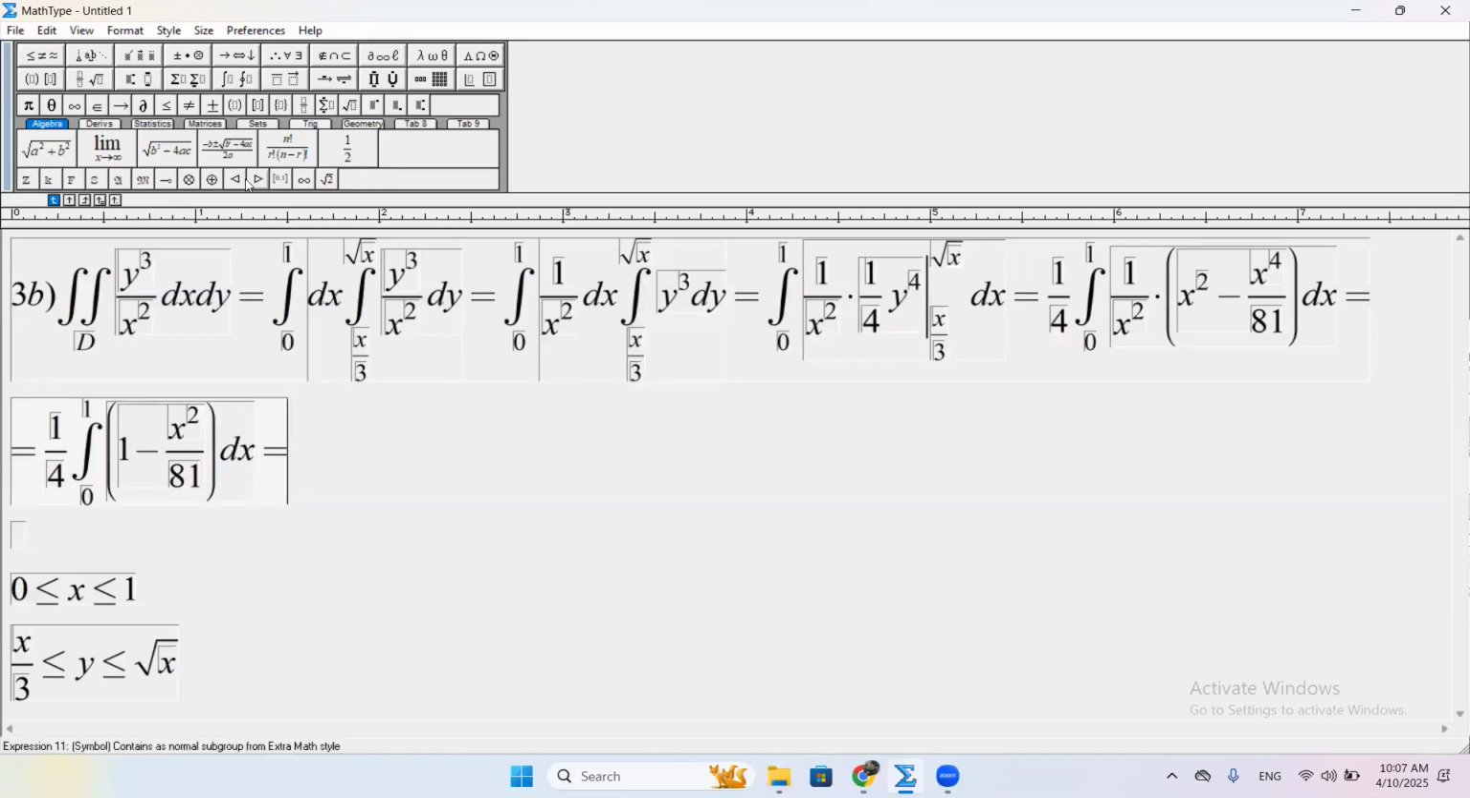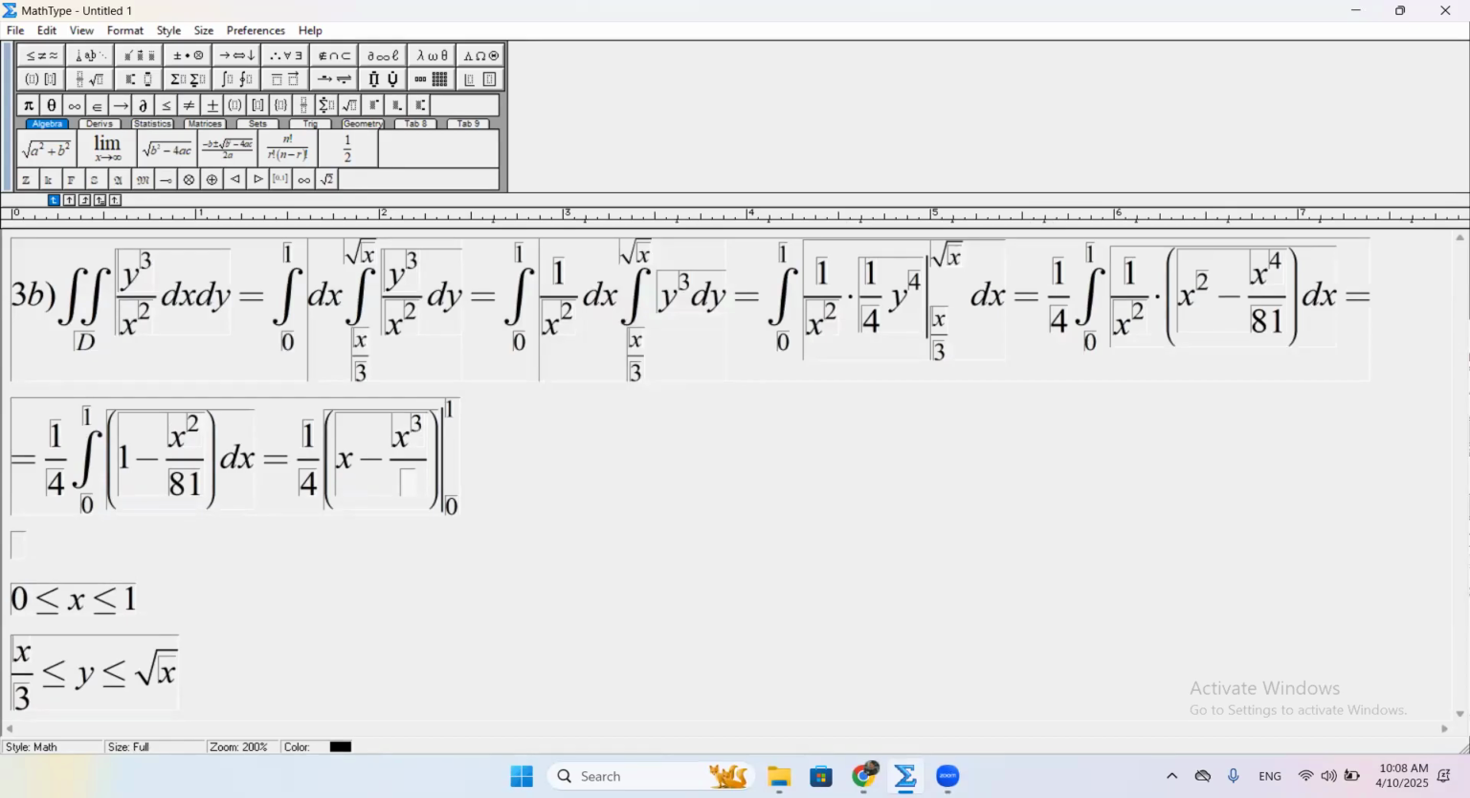Now let's integrate. So 1 over 4, and with the substitutions, from 0 to 1, and what do we have here? x minus x cubed over 243. So now substituting 1.